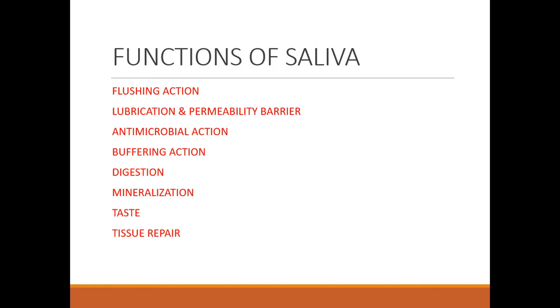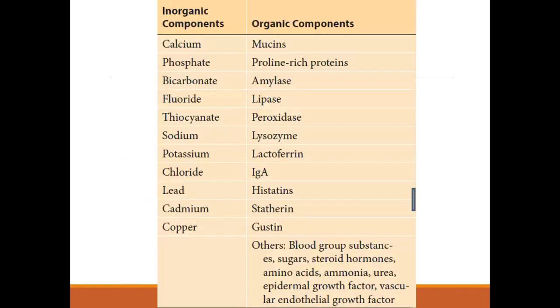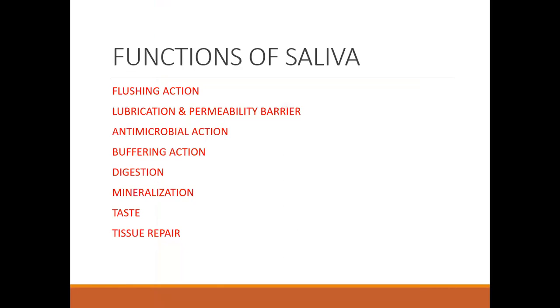Then tissue repair. So already we have seen in the previous slide, we can see that epidermal growth factor and vascular endothelial growth factor. Epidermal growth factor is helpful in the formation of epithelium. Vascular endothelial growth factor is helpful in the formation of blood vessels. So in the mouth, any injury occurs to the soft tissues. For example, during chewing, you may mistakenly bite the tongue, lip, cheek and all. So that time what will happen? Bleeding will occur. That tissue will be injured. So that and all will be repaired by these factors, by formation of epithelium and new blood vessels. So wound healing will be good in the mouth always because of this saliva.